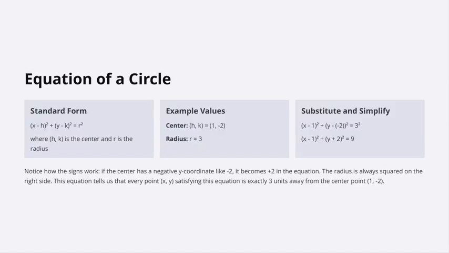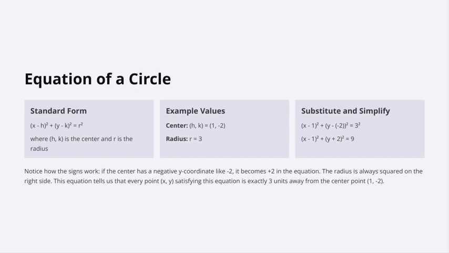Let's take a closer look at the equation of a circle in its standard form. The general formula is (x - h)² + (y - k)² = r². Here, (h, k) represents the center of the circle and r is the radius. This form is really useful because it clearly shows the center point and the radius, which are key to understanding the circle's position and size.